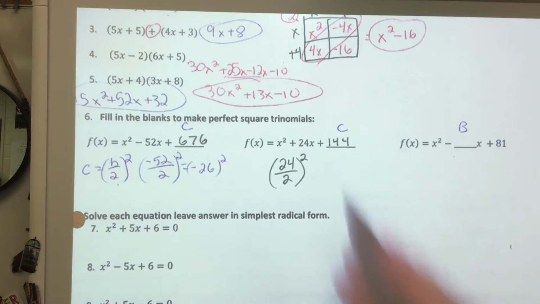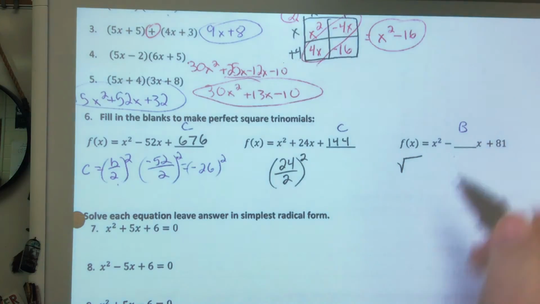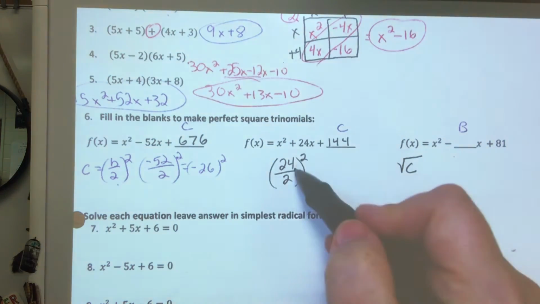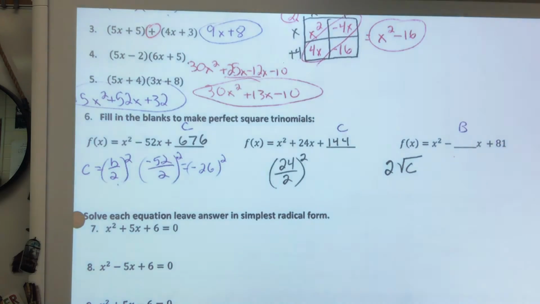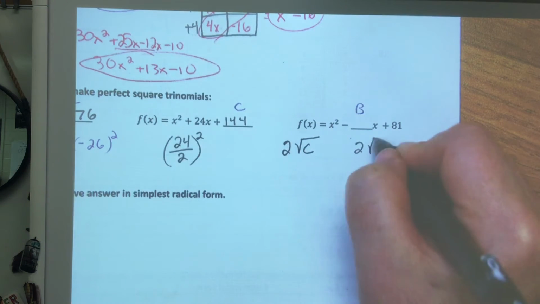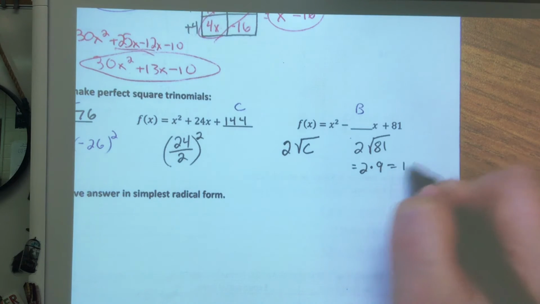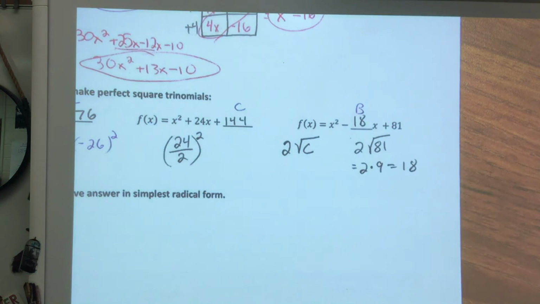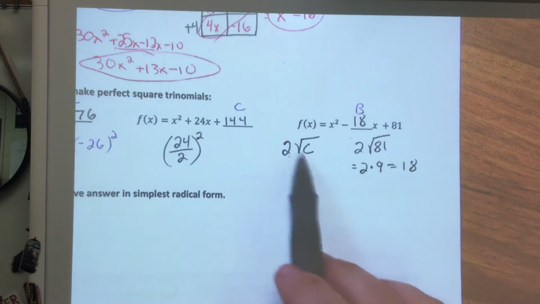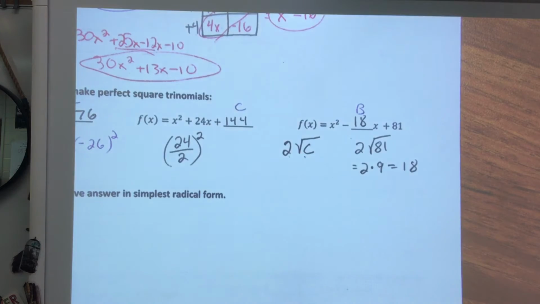For the last one, we're going to go backwards. Instead of squaring, I'm going to take the square root of C, and then instead of dividing by 2, I'm going to multiply by 2. So since C equals 81, I would have 2 times square root of 81, which equals 2 times 9, which equals 18. So these are the two things you have to remember. B over 2 squared and 2 times square root of C. I will try to write that on the backboard. I cannot promise you I will be able to.